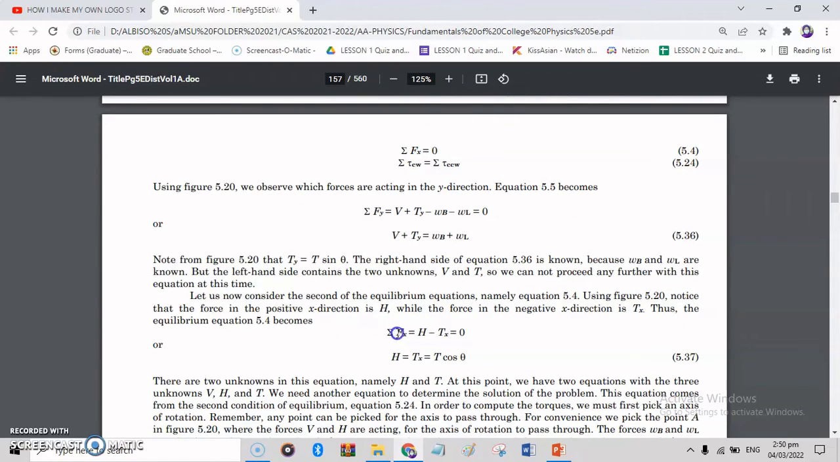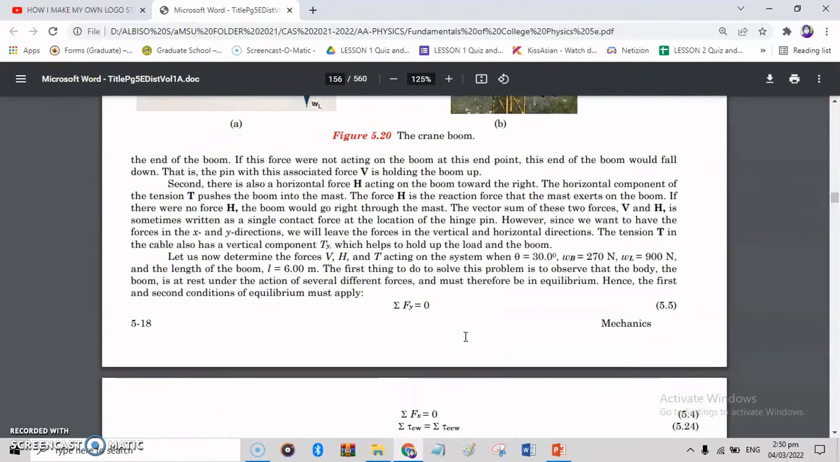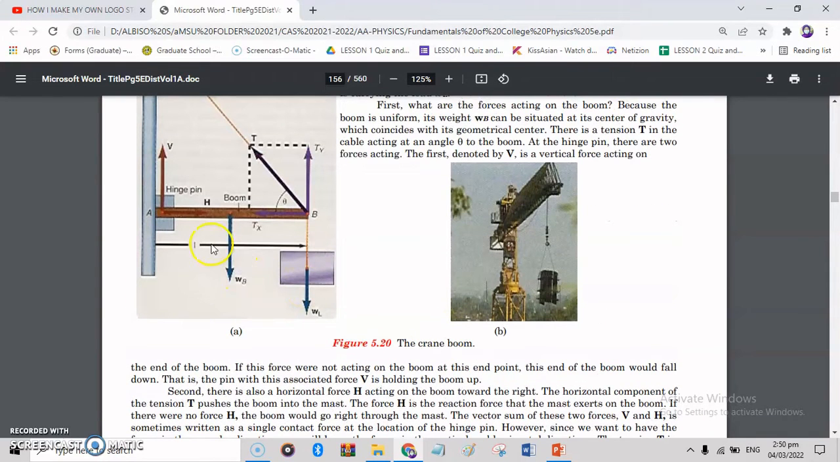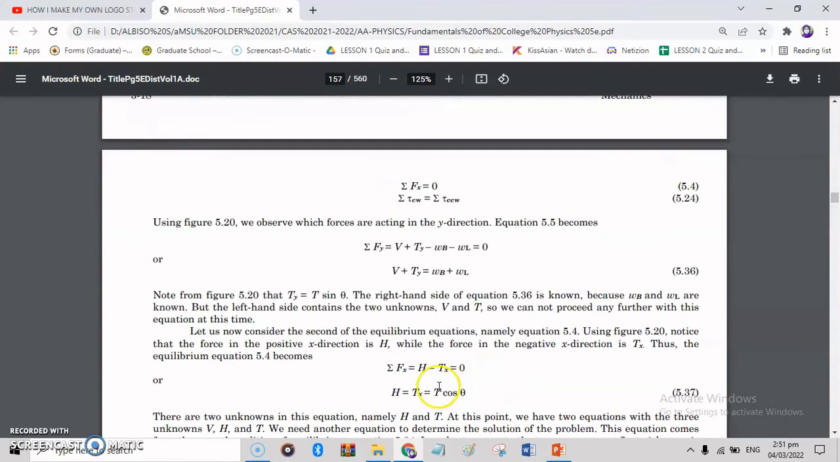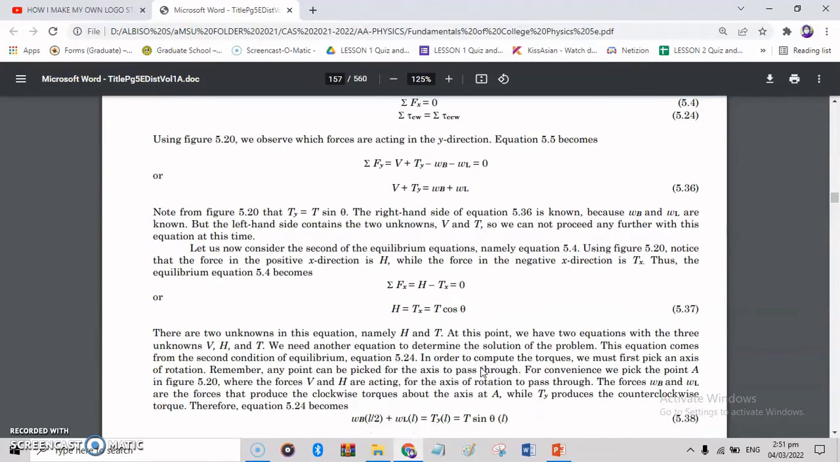Now, for the forces along the x-axis, we have horizontal forces due to the hinge pin and also horizontal forces due to the cable, Tx. So positive H and minus Tx, and that is T cosine theta, and that is equal to 0. H minus Tx equals 0, or H is equal to T cosine theta. Why? Because you moved minus Tx to the other side.